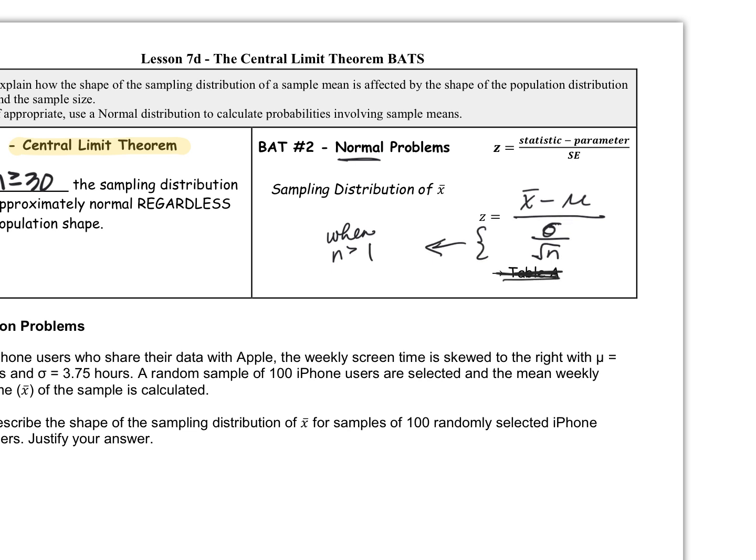Table A, we use the norm CDF in our calculator. We don't use table A. All right, that's old school.